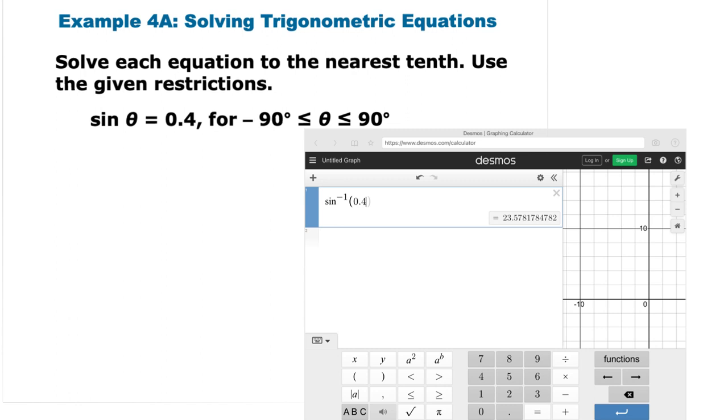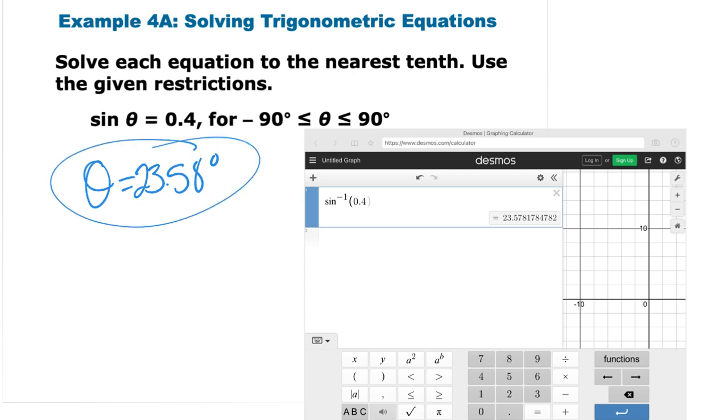And so we get our answer in this case of 23.58. And that's going to be our answer for theta, 23.58 degrees. So that's the angle that's going to have the sine ratio of 0.4. Now our answer is within the range that we're asking in this question, and so we're good to go.